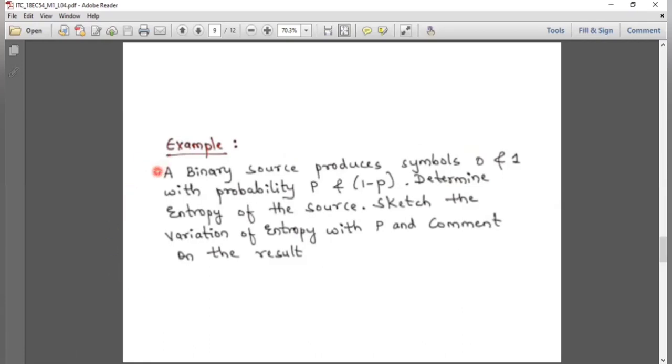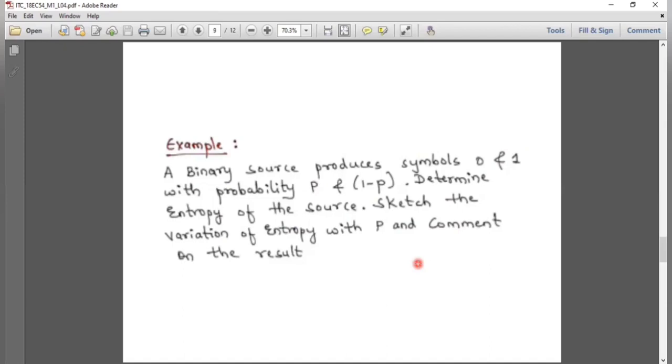Next numerical statement is as follows. A binary source produces symbols 0 and 1 with probability p and 1 minus p. Determine the entropy of the source. Sketch the variation of entropy with probability p and comment on the result.